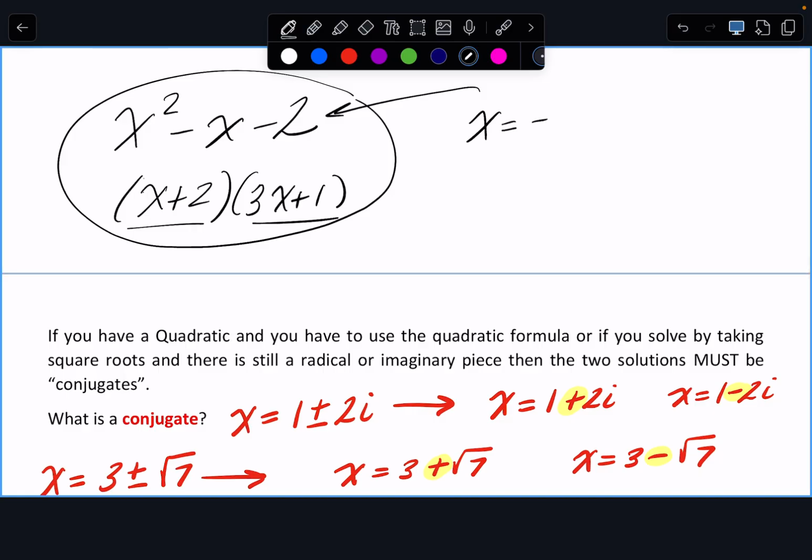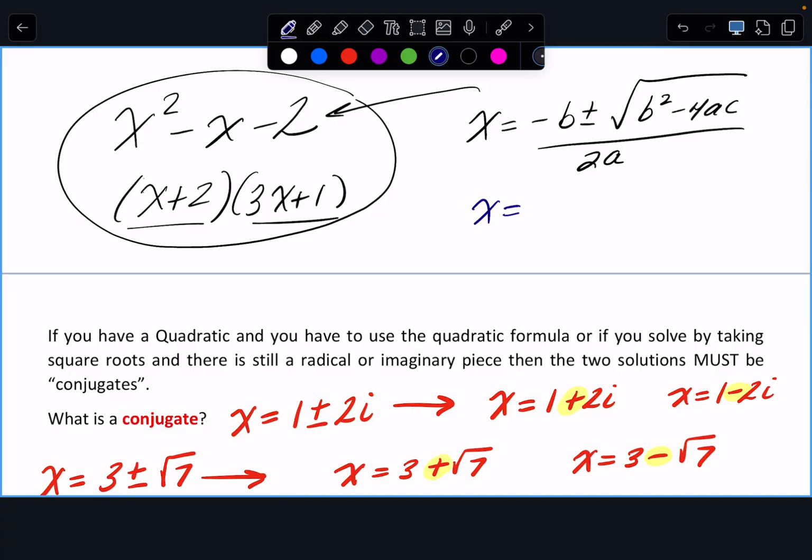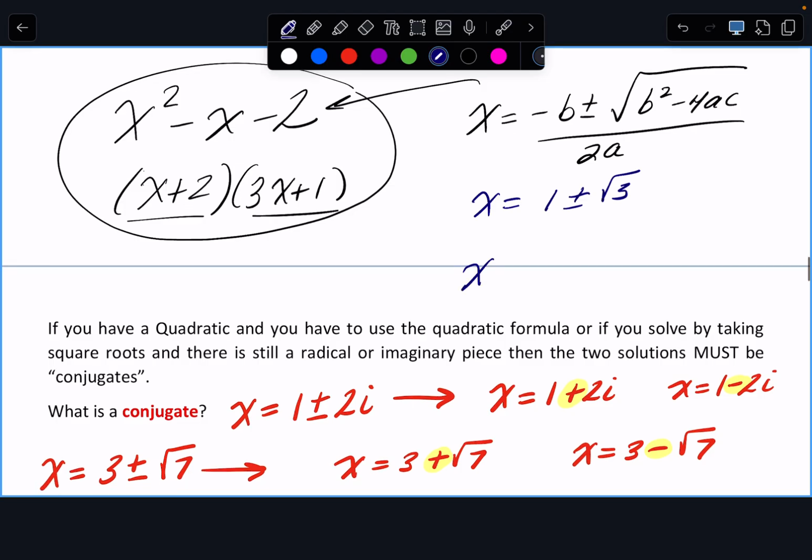So we would do it x equals negative b plus and minus the square root of b squared minus 4ac all over 2a. So now listen, we get solutions that look like this when dealing with the quadratic formula. For example, 1 plus and minus root 3, that would be an example. And then another one would be, well, we could get imaginary solutions like 2 plus and minus 6i, okay?